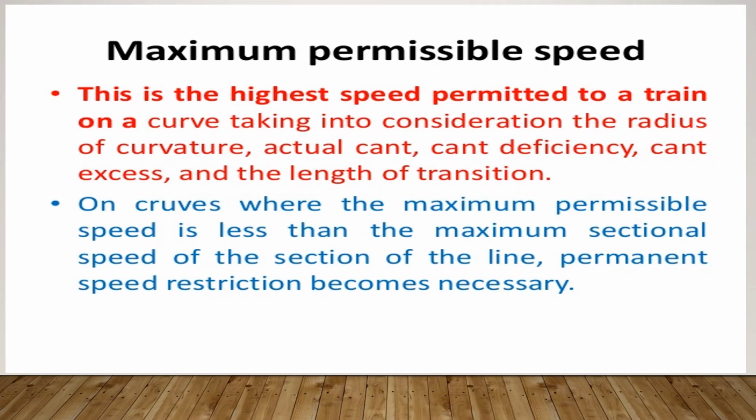Now what is maximum permissible speed on a railway track at a curve? This is the highest speed permitted to a train on a curve taking into consideration the radius of curvature, actual cant, cant deficiency, cant excess, and the length of transition. On curves where the maximum permissible speed is less than the maximum sectional speed of the section of the line, permanent speed restriction becomes necessary.